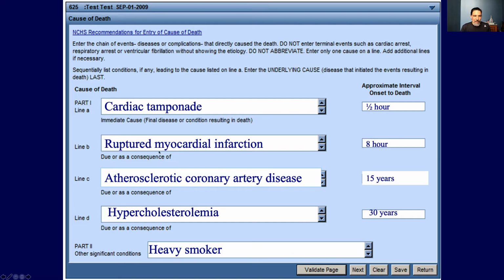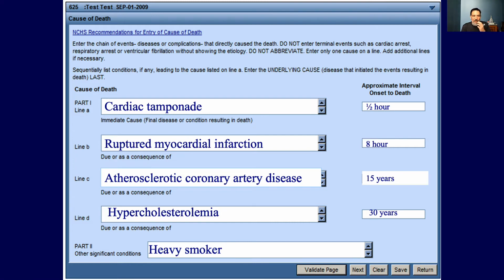They had a myocardial infarction in the 8 hours leading up to that. For 15 years, they had atherosclerotic coronary artery disease, and high cholesterol over the period of about 30 years contributed to that coronary artery disease. And the other significant condition contributing to all of this is, in this case, smoking.